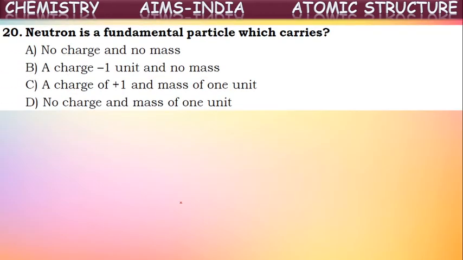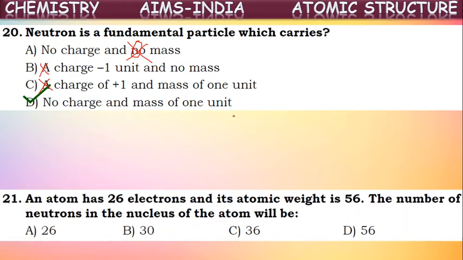Next, neutron is a fundamental particle which carries... Yes, what does it carry, neutron? What is the charge of neutron? It is a chargeless particle. It has no charge. So we can eliminate these two now. What is the mass of neutron? It has 1 unit mass. So neutron has 1 unit mass and no charge. 1 unit is nothing but 1 AMU nearly. Isn't it? Around 1 unit mass is there for neutron and it has no charge. So what will be the correct answer now? It is that. Next one.